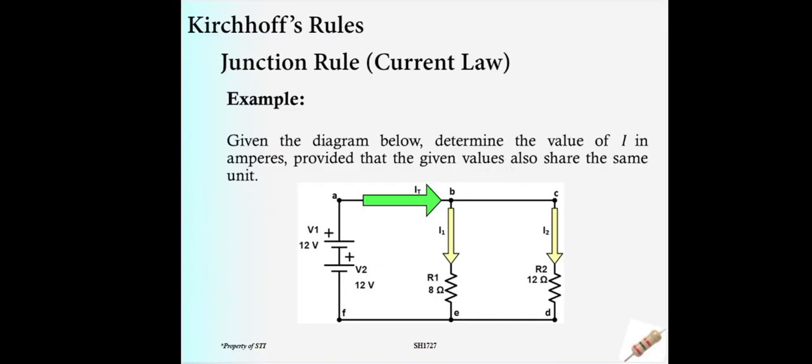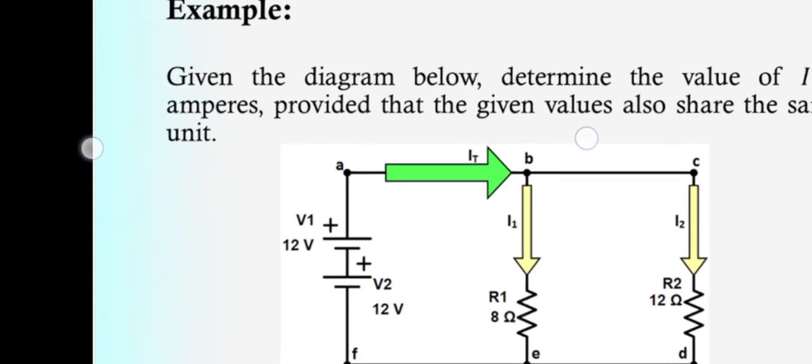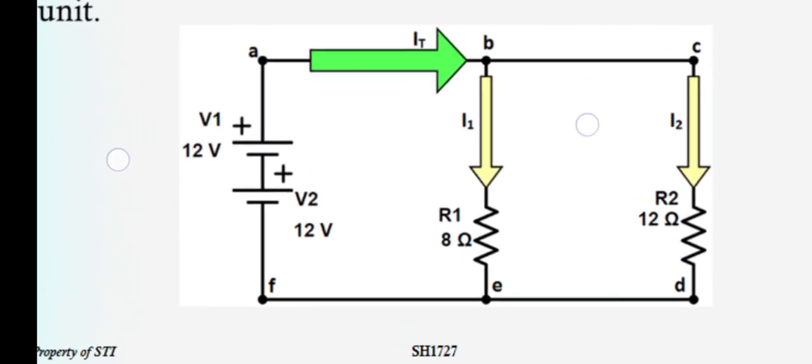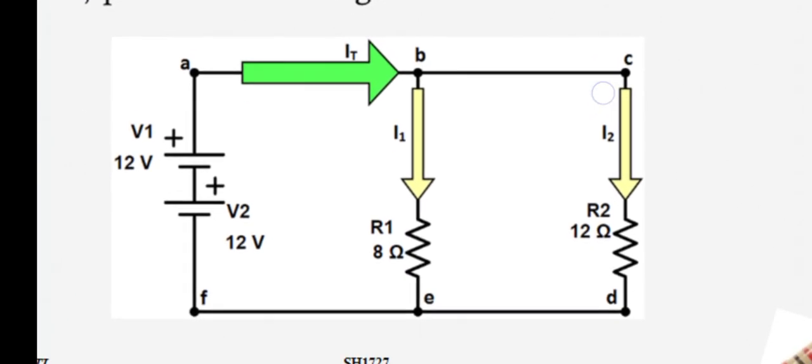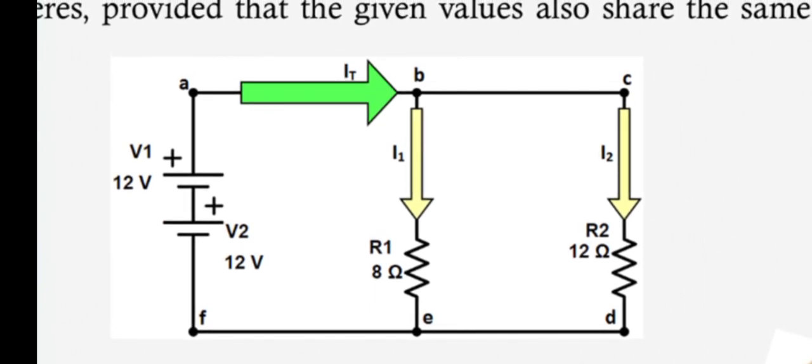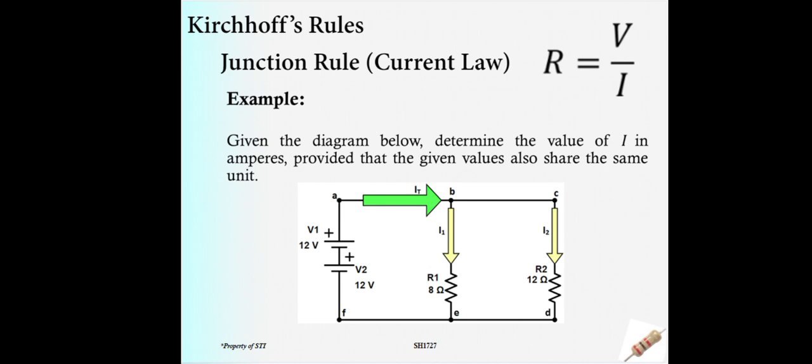Okay? So, ayan siya. Another example. Given the diagram below, determine the value of I or the current in amperes provided that the given values also share the same unit. Okay, so meron na tayong given from our problem, no? Ayan. Meron tayong mga given na voltage, resistors, at saka current. Yung hinahanap natin dito is the current. Okay? So, take note, we can use yung Ohm's law dito kasi we are looking for the current. And meron tayong given na voltage at saka resistor.